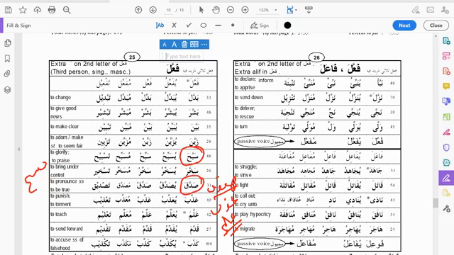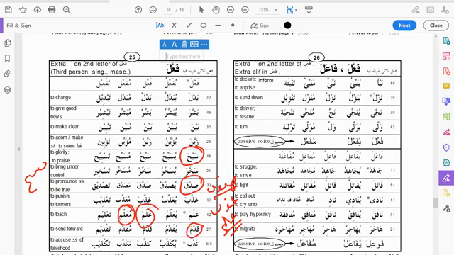Yu'allimu is teaching. Allim, you're asking him to teach. Mu'allim is basically the teacher, the person. Ta'lim is basically the education, teachings. Ta'lim, teaching or education.